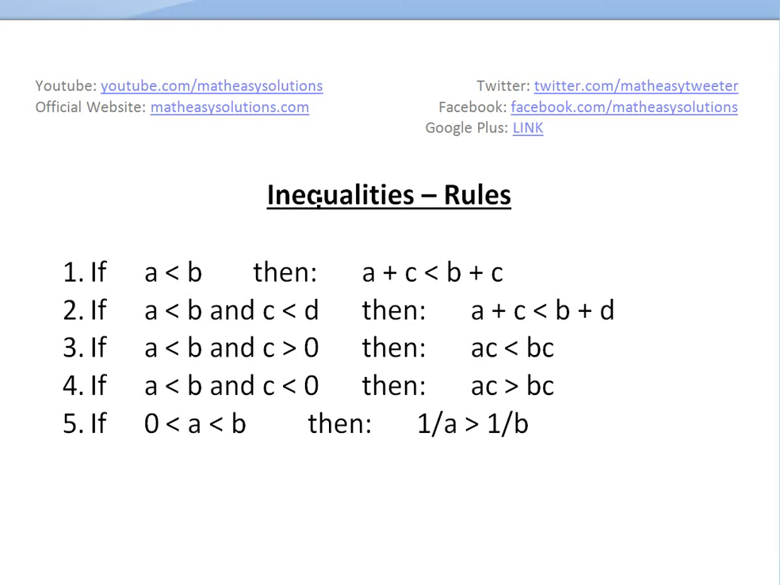Today we'll discuss inequalities. Just look at some rules on this one. In later videos I'll do some more examples. But basically, these are the 5 rules for inequalities.